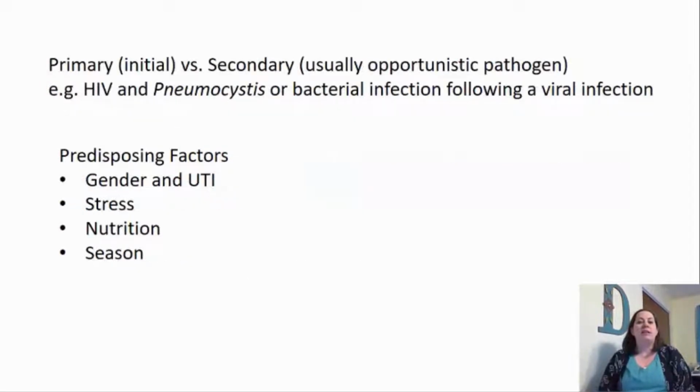All right, some infections are considered a primary infection, meaning they're the initial infection, and others are termed secondary infections. Secondary infections are usually opportunistic pathogens who take the opportunity when your body has been weakened. So the patient initially has been diagnosed with HIV. That's the initial or primary infection. However, later, due to the fact that their immune system is weakened, they get pneumocystis, which is a secondary infection.